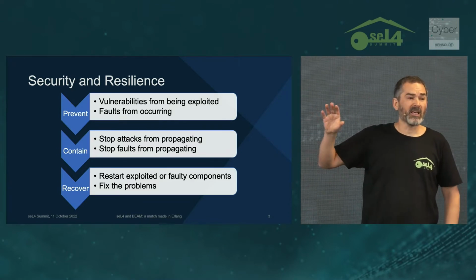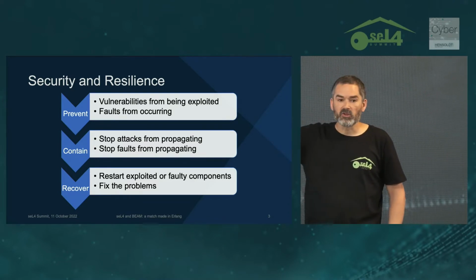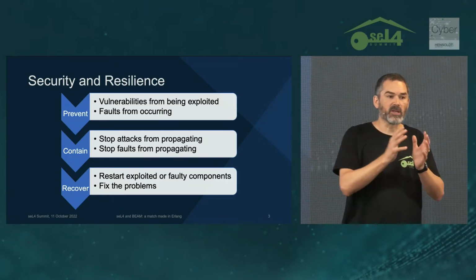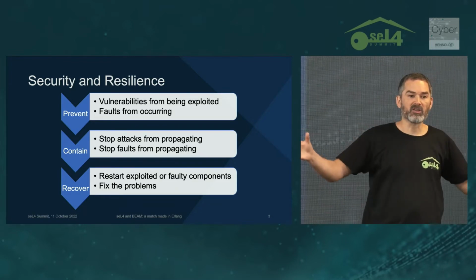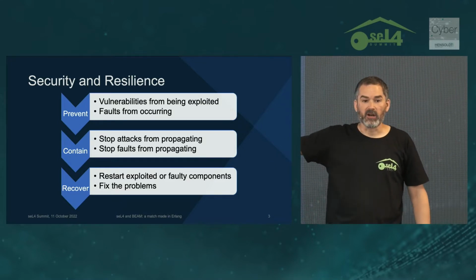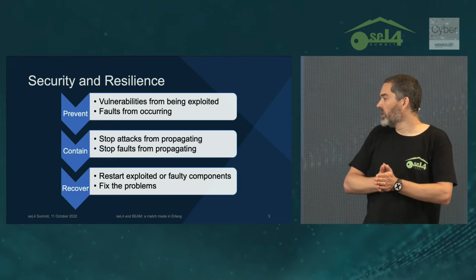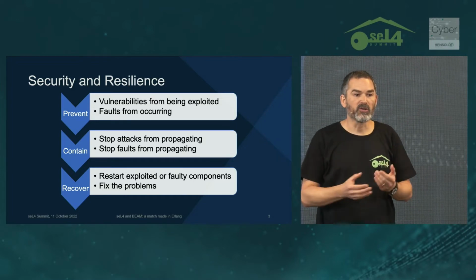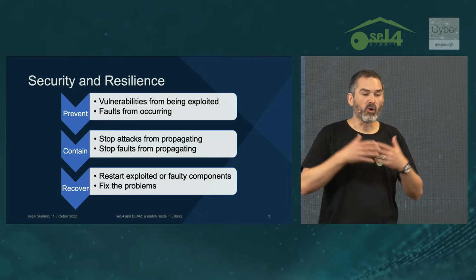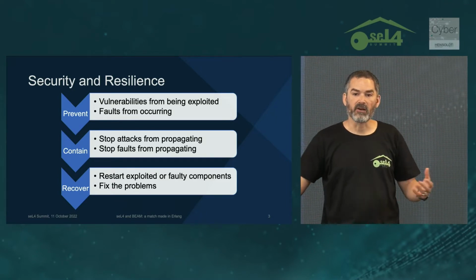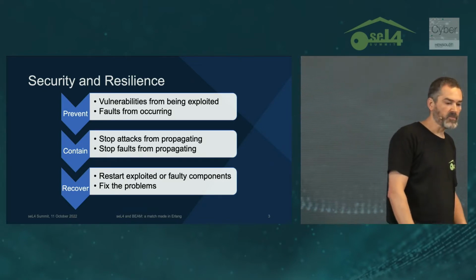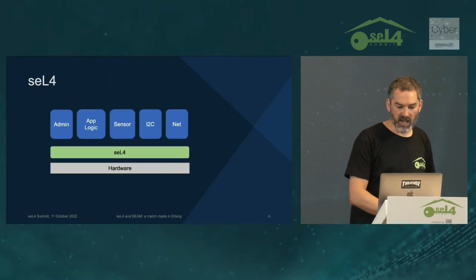When problems inevitably do happen, we want to contain those problems. So we want to stop attacks from propagating. We want to stop faults from propagating. So even if something bad happens, we want to contain that, prevent that from crashing the whole system or owning the whole system. And then we also need to be able to recover. So once bad things do happen, we need to be able to restart any exploited or faulty components to keep the system running. But we also need to be able to fix the problems, and preferably without horrible downtimes, without bringing the factory line down and causing thousands or hundreds of thousands of dollars of loss. So these are three important things we need to have.